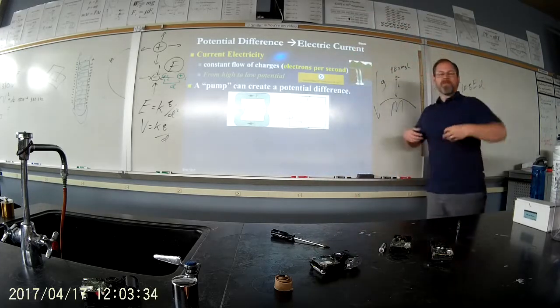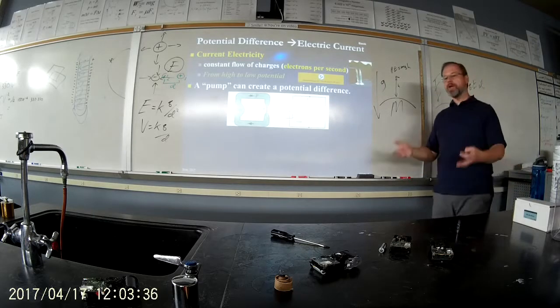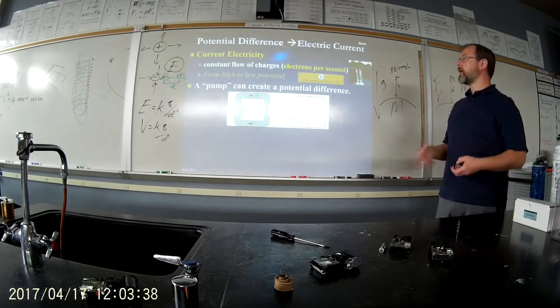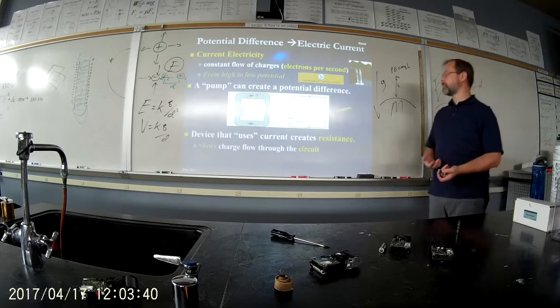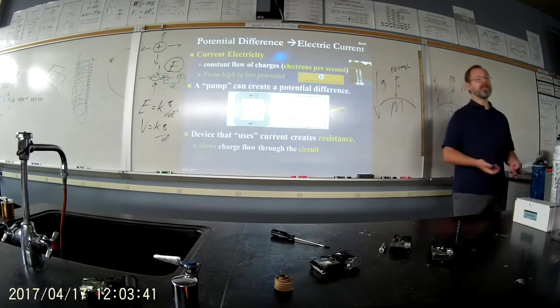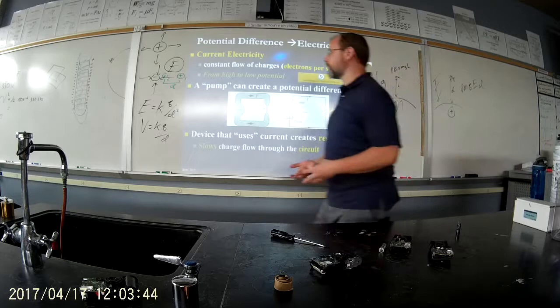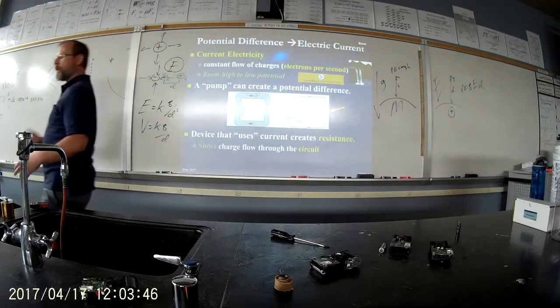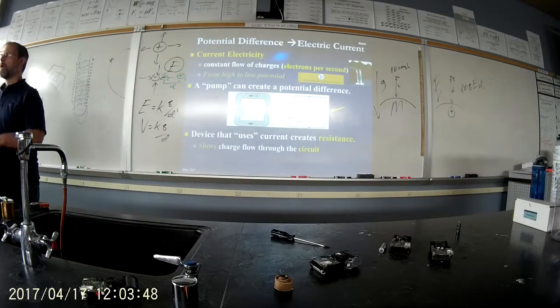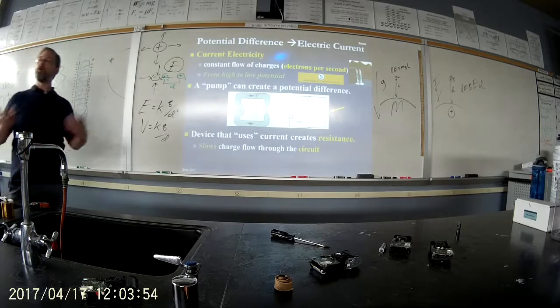So potential is what you need to get the charges to flow, and a generator creates that potential. A resistor, anything that uses current or uses charge, slows charge down just like a windmill slows wind down, just like the turbines in the dam slow the water down.